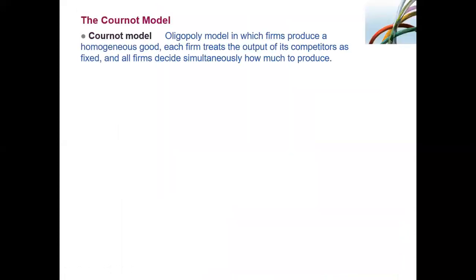Let's go to the first model, the Cournot model, which is an oligopoly model. This is the Cournot model, in which firms produce a homogeneous product. Let's say that we are producing cement, we are producing steel. Each firm treats the output of its competitor as fixed. So Ritage will produce 10 and Dua will produce 10. And all firms decide simultaneously how much they produce. So there is nothing hidden. The players determine it.